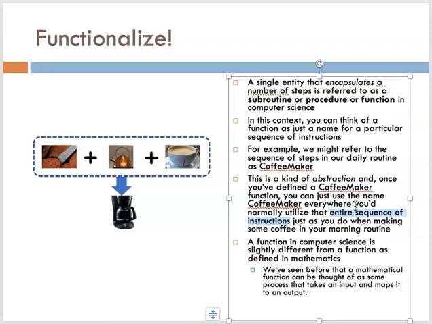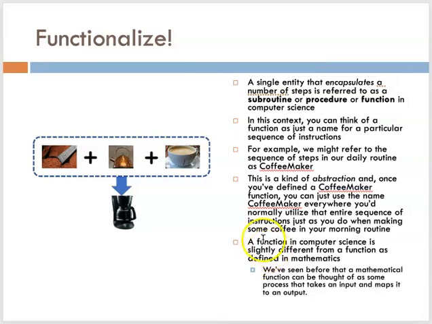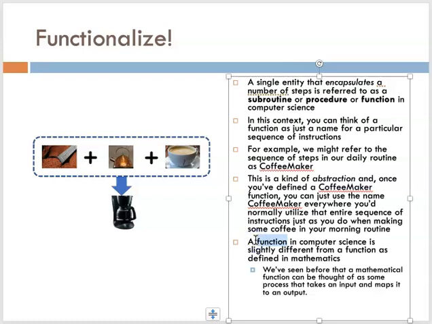The coffee maker might be me. The coffee maker might be a machine. The coffee maker might be this function in software, depending on what that computing agent is, if we want to use that, you know, sort of torture that language and metaphor just a bit. So a function in computer science, we should start to make this idea a little more precise, slightly different than a function as defined in mathematics.